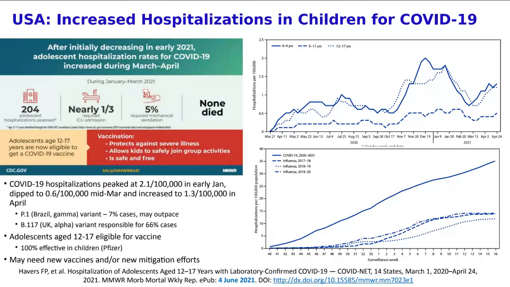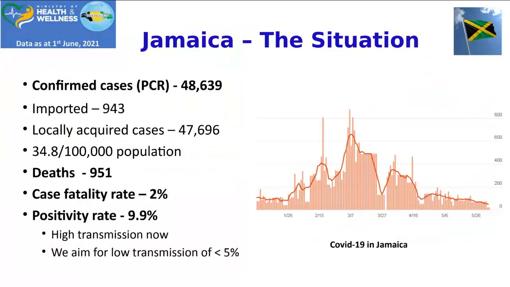In the United States, they're also seeing increased hospitalizations in children for COVID-19, and the trends are for adolescents, with nearly a third of them being admitted. A third of those that are admitted required ICU admission, and 5% of them required mechanical ventilation. But none of those in this particular cohort died. But these numbers are trending upwards even as we speak. Here in Jamaica, these are the numbers for the 1st of June, but you know that they're going up.